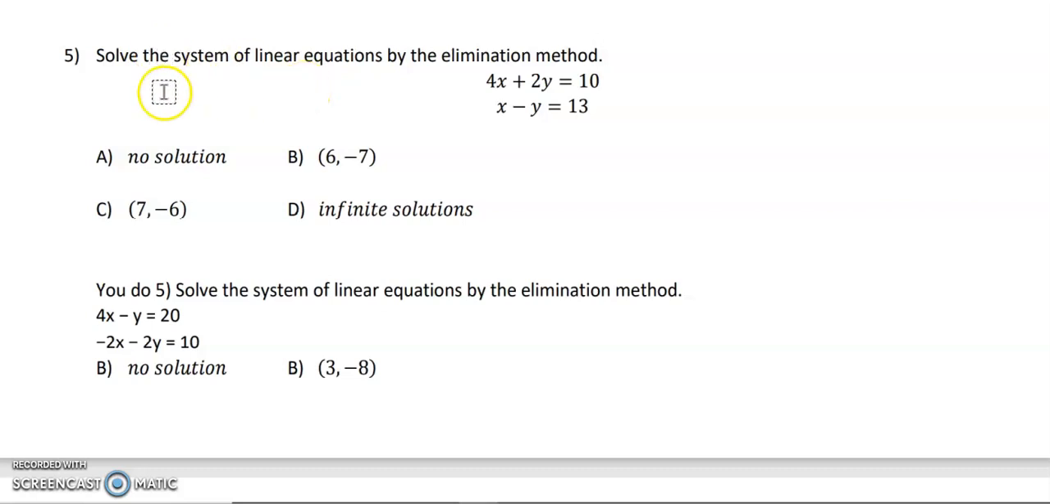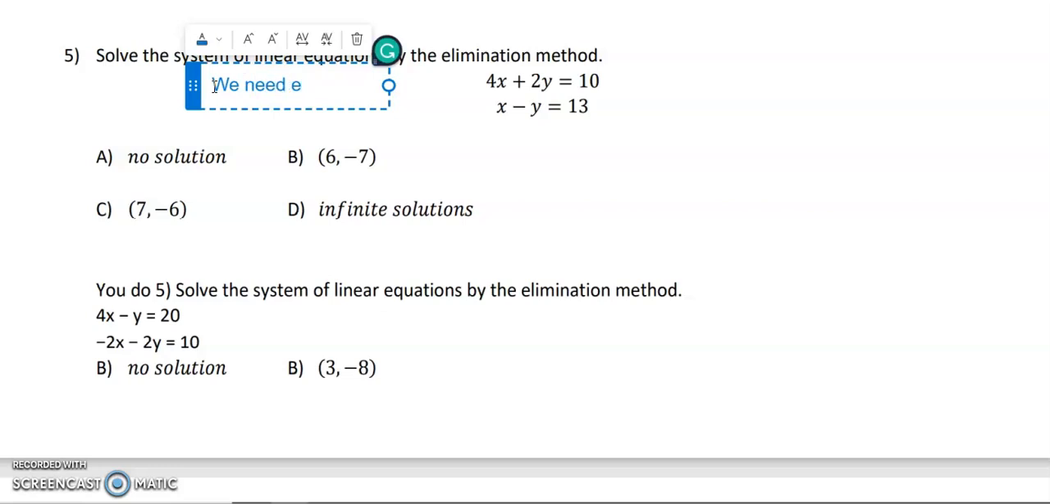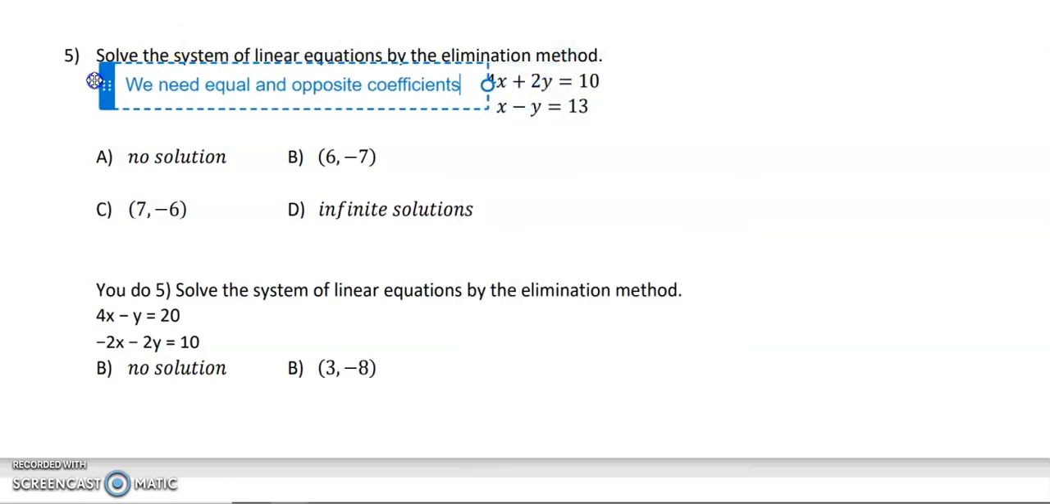Alright, so question 5, we need to solve the system of linear equations by the elimination method. So what we want to do is say, okay, do I have equal and opposite coefficients? Okay, so we need equal and opposite coefficients. And remember, that's the number in front of the x. If you want to add this to your notes.